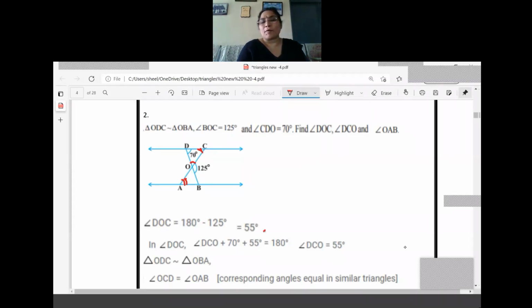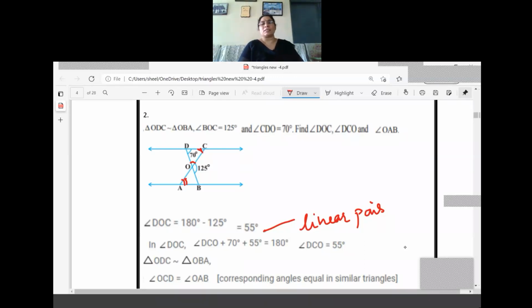So which property have we applied here? DOC means it is a linear pair. From lower classes onwards we have been studying linear pair as the reason. Now we got DOC. Next, in triangle DOC, we already have two angles, so you can find the third angle by the angle sum property.